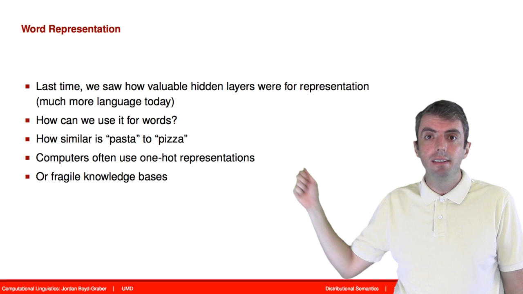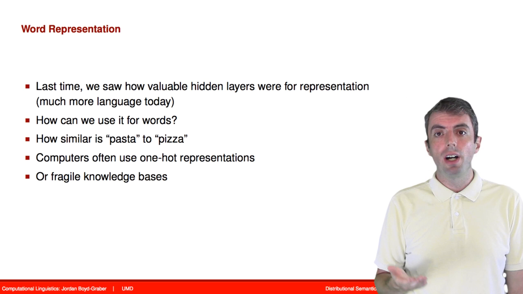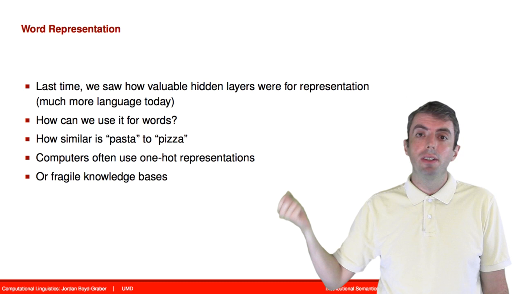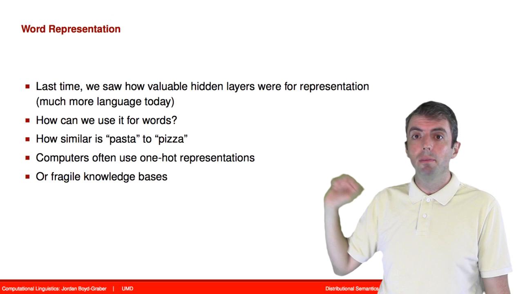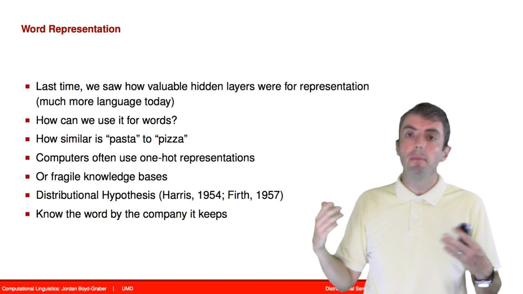And the alternative that people used in the past was to use fragile knowledge bases like WordNet that require a lot of effort to build up over the years and may not be right for every particular application. Or, as an alternative, you just use the identity of the word itself. And there's no way a computer could know that pasta is similar to pizza, that they appear in similar contexts. Of course, this isn't a new idea. This has been around for a while.